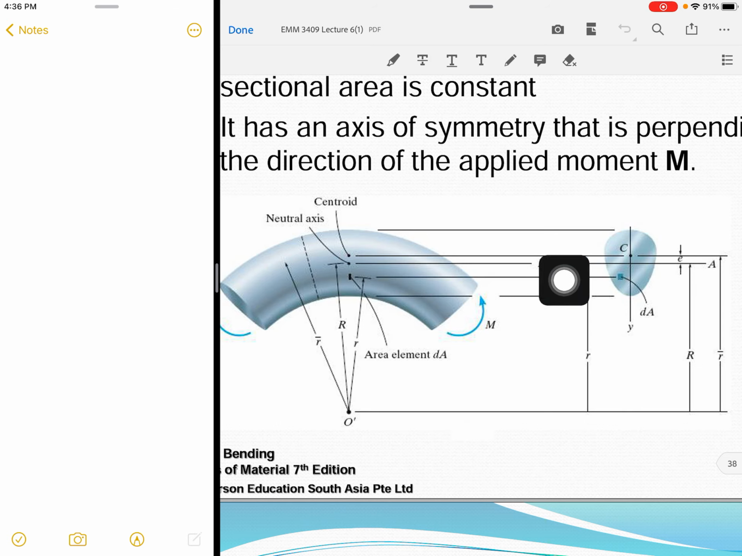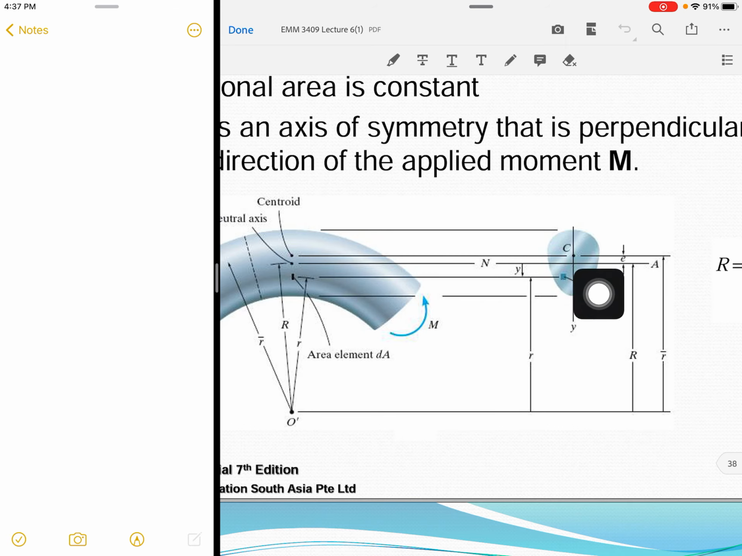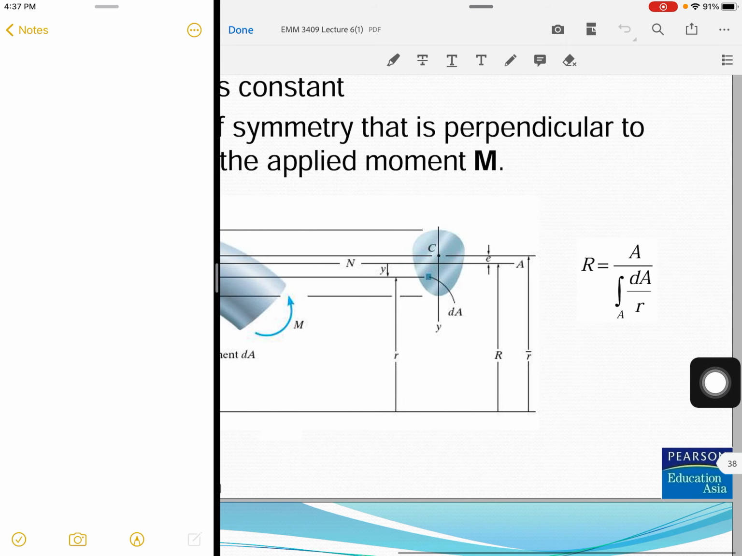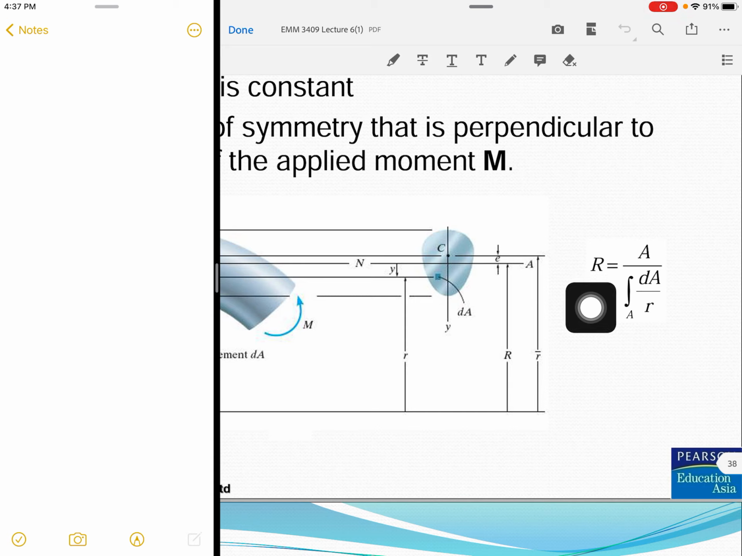And we also have another parameter that I forgot to mention before, which is the r prime right here, which is the distance or the radius of the centroid from the origin. This origin is the origin of the curved beam, and e is the eccentricity between the neutral axis and the centroid, okay. And A, we have area also. We need to consider the area as well.